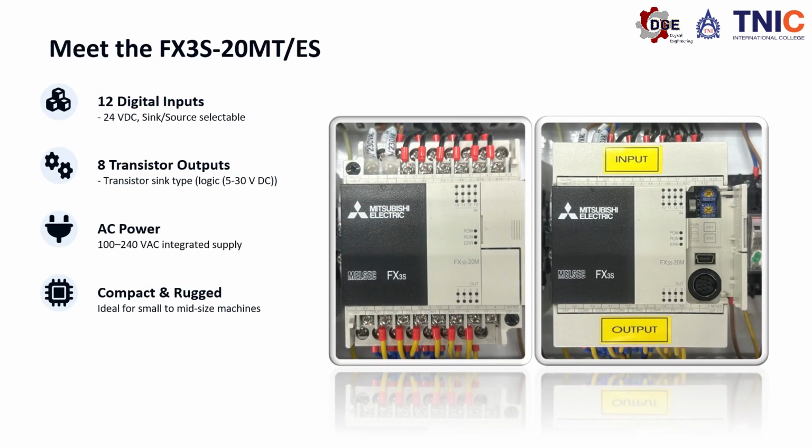The PLC that we use is the FX3S-20MT/ES. This one is a compact type that includes input and output with the CPU. This model has 12 digital inputs with 24 VDC sink or source selectable, and 8 transistor outputs, which is a transistor sink type. It uses AC power, 100 to 240 VAC integrated supply. And the last one, that is compact. This one is used for small to mid-size machines.